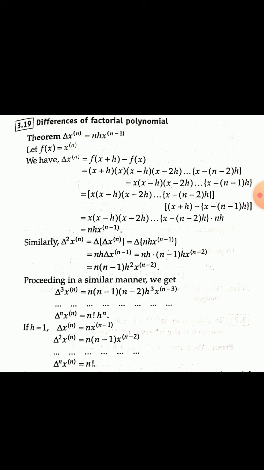Delta n x^(n) is factorial n h to the power n. If h is equal to 1, delta x^(n) is n x^(n-1), delta square x^(n) is n(n minus 1) x^(n-2), and so on. Delta n x^(n) is equal to factorial n.